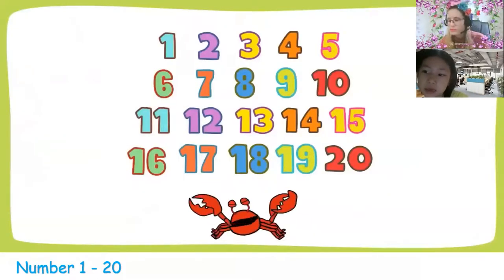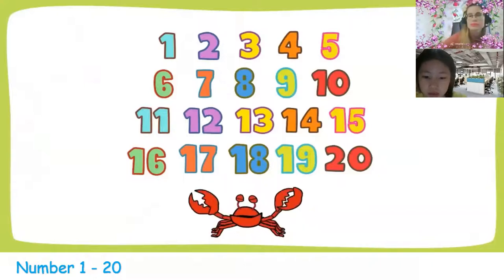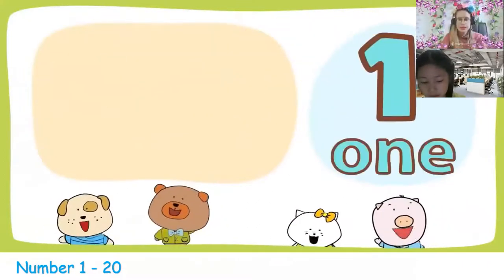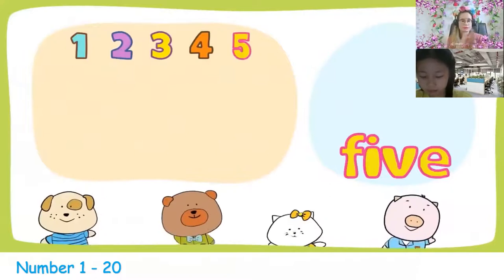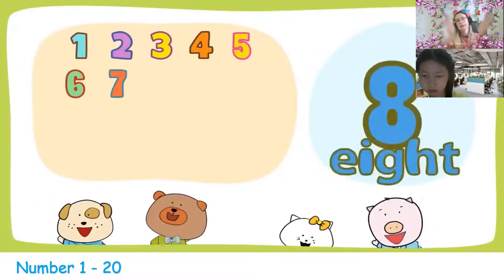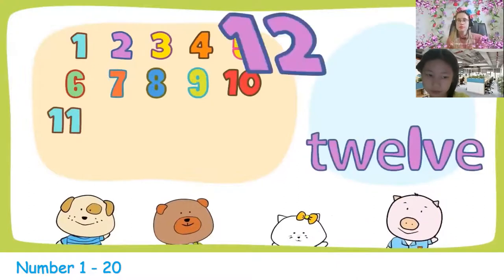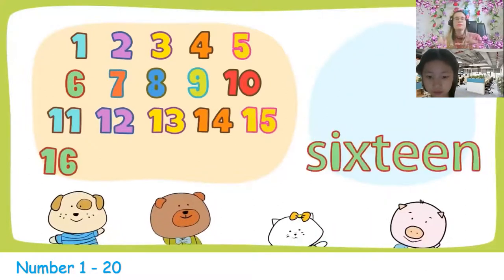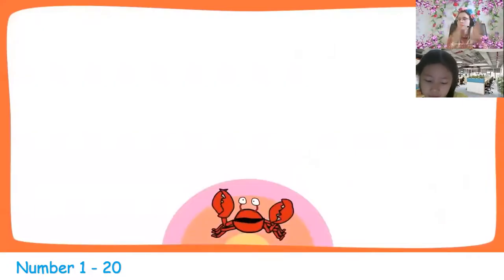Hi kids, let's all count from 1 to 20. We'll count from 1 to 20 three times, and each time we'll count faster. Count, count, count with me. Count with me from 1 to 20. 1, 2, 3, 4, 5, 6, 7, 8, 9, 10, 11, 12, 13, 14, 15, 16, 17, 18, 19, 20. Great job, kids! Let's count again faster.